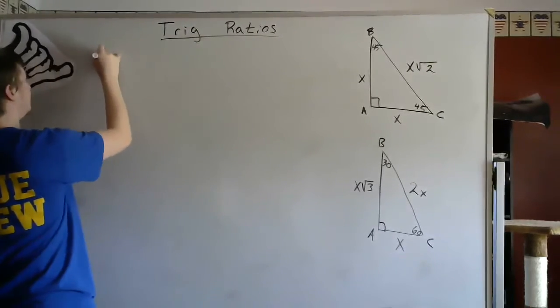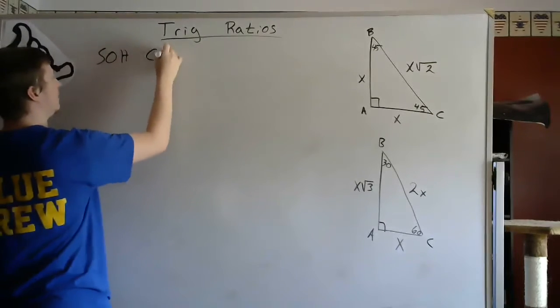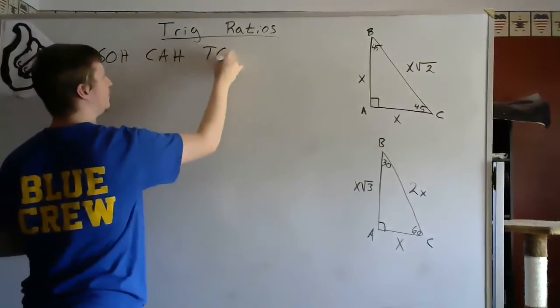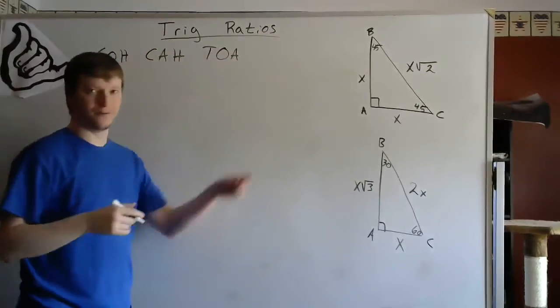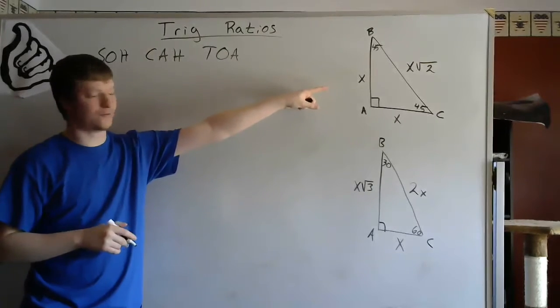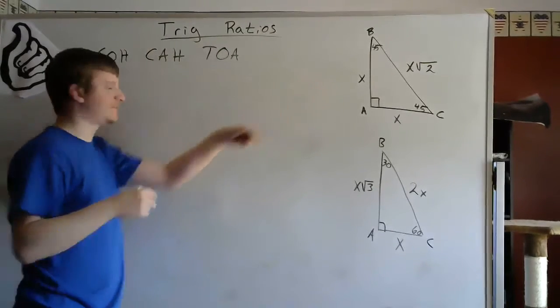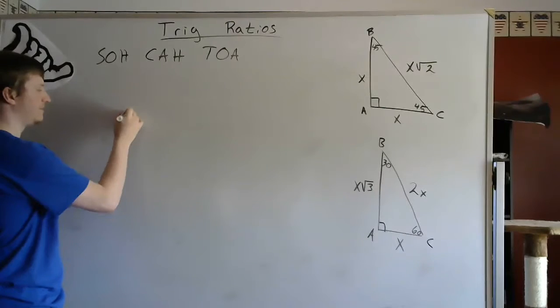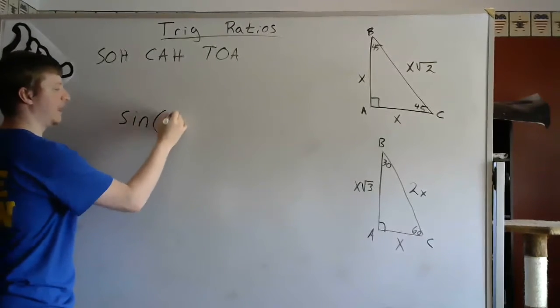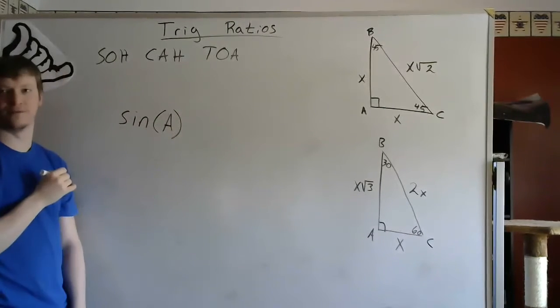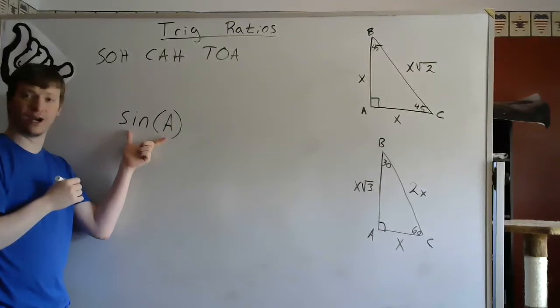So I'm going to put my little SOH-CAH-TOA here at the top, just as a reminder. And now, let's say I take this 45, 45, 90 triangle. Let's say that I wanted to know what is the sine of angle A, the sine of A. And this is how we're going to start writing these as well.